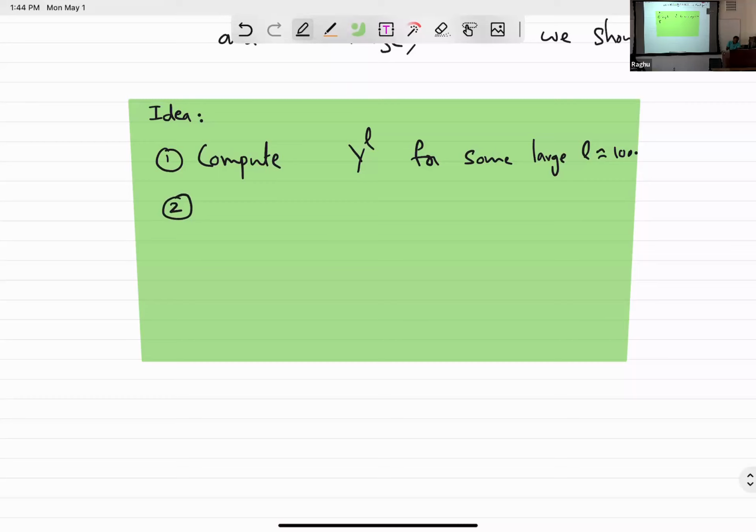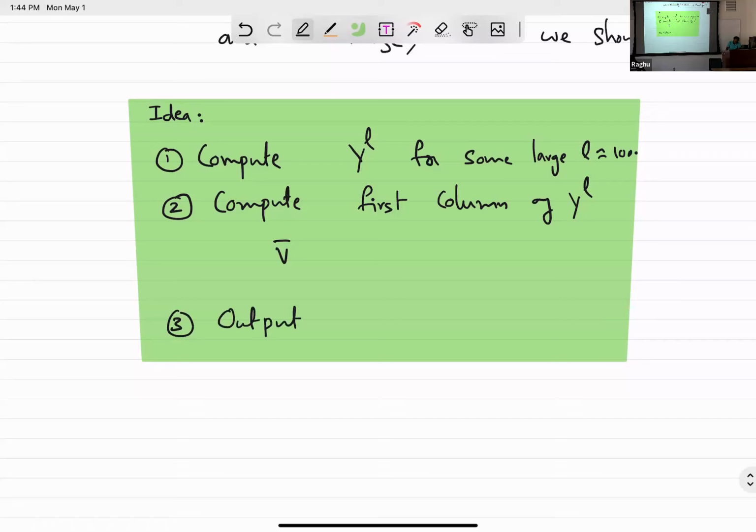Okay. And then I compute the first column of y to the L, right? In fact, all I need from y to the L is not the entire matrix, but just the first column. That gives me V bar. And then, as my approximation for the first singular vector, I need to output a unit vector. V bar need not be a unit vector, so I'm just going to normalize it to have length 1.